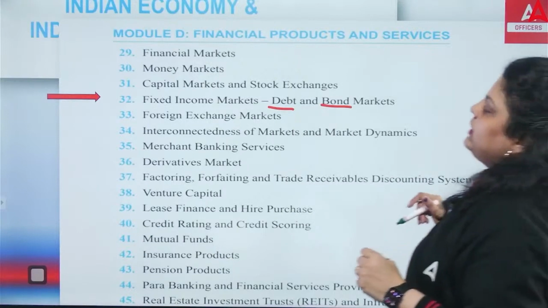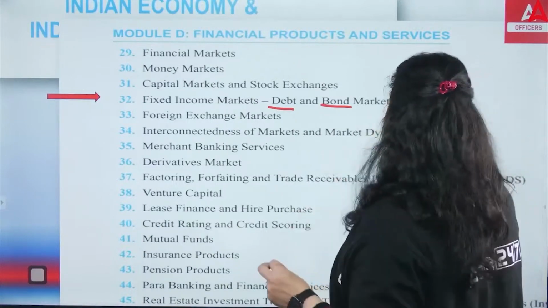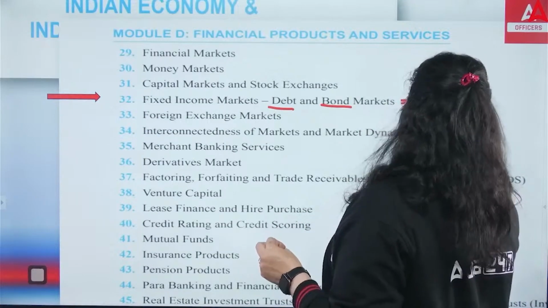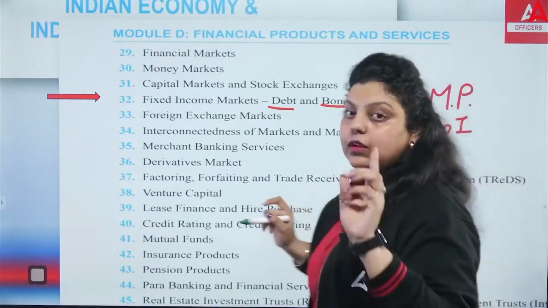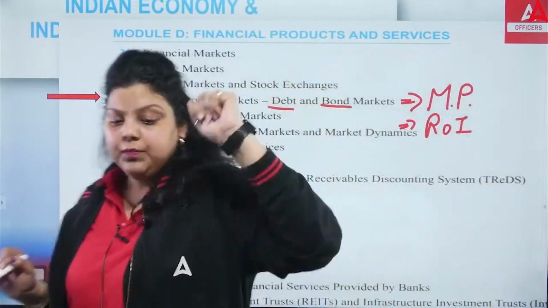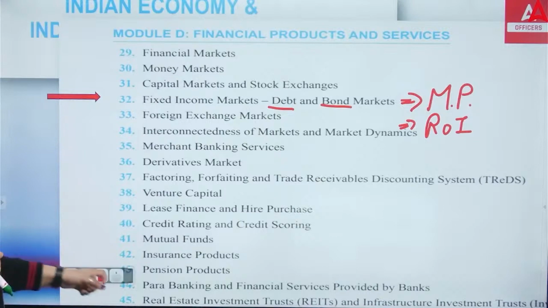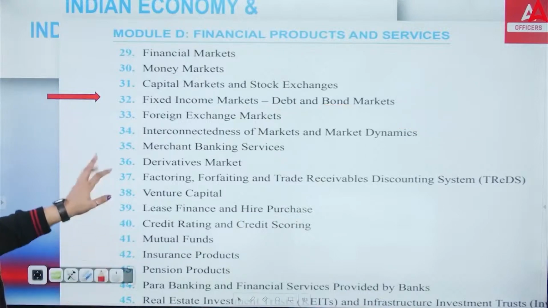Now when it comes to the fixed income market, we have a fixed maturity period as well as a fixed rate that will be decided before issuing the security or the instrument or financial product. Clear? So this is the basic fixed income market we have to discuss today.